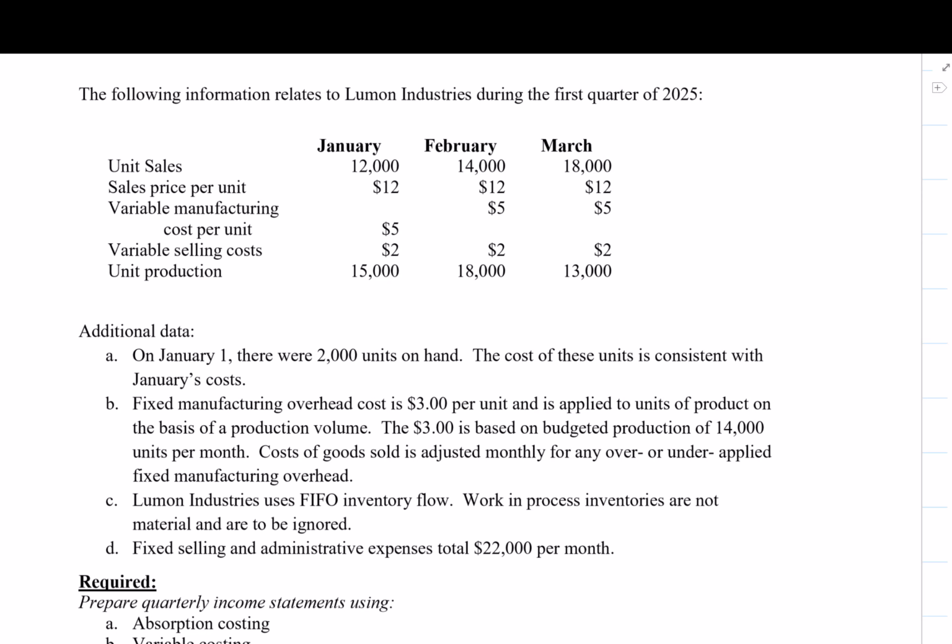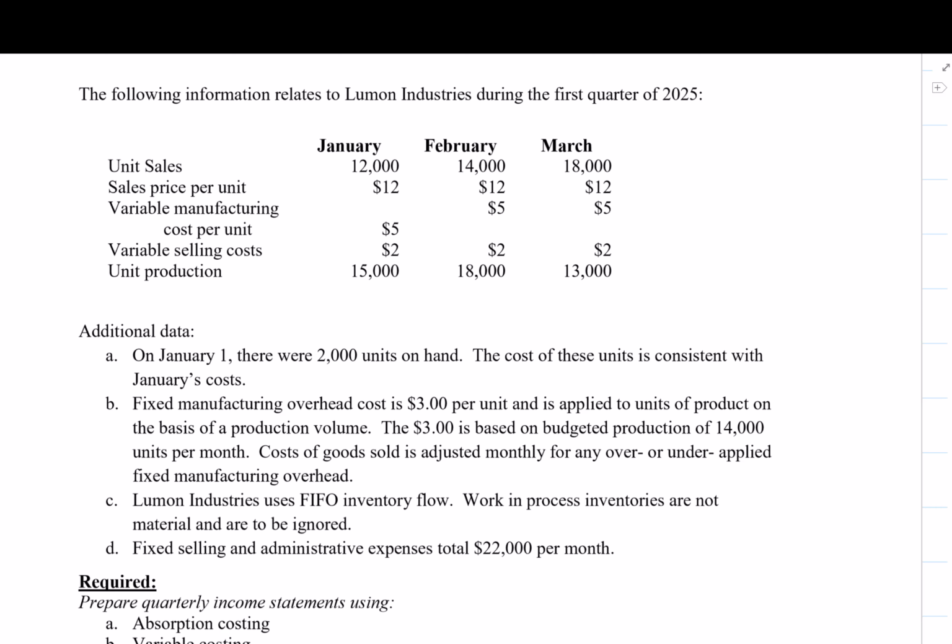The following information relates to Lumon Industries during the first quarter of 2025, given unit sales, sales price per unit, variable manufacturing cost per unit, variable selling costs, and how many units were being produced for January, February, and March. Additional data: on January 1, there were 2,000 units on hand. The cost for these units is consistent with January's costs.